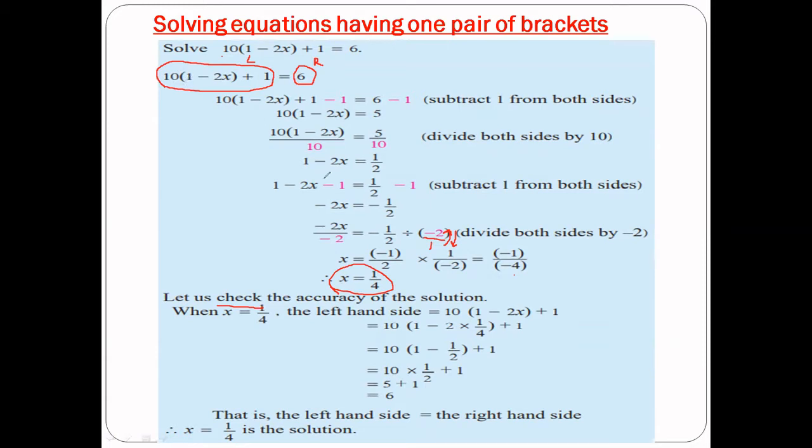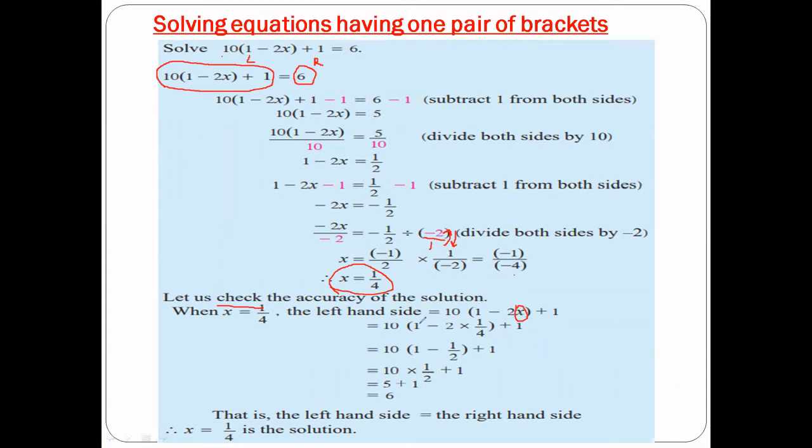What is the left hand side? The left hand side is 10 brackets 1 minus 2x plus 1. Now you have to put this 1 over 4 in the place of x. Put 1 over 4 in this place. So let's write that again.